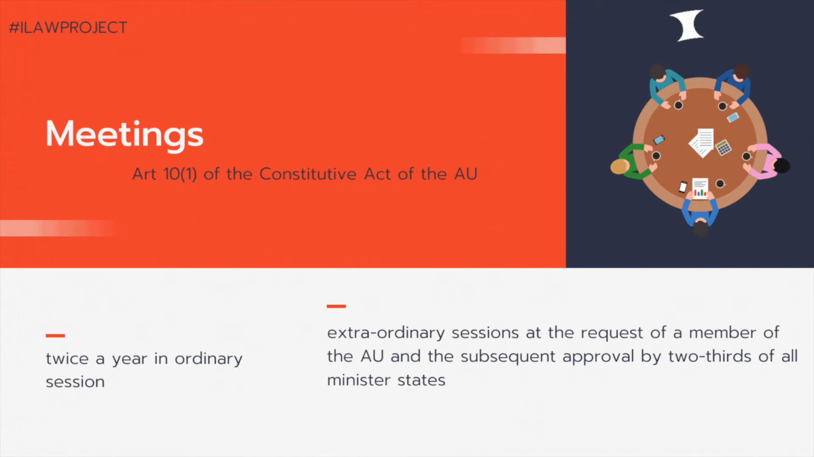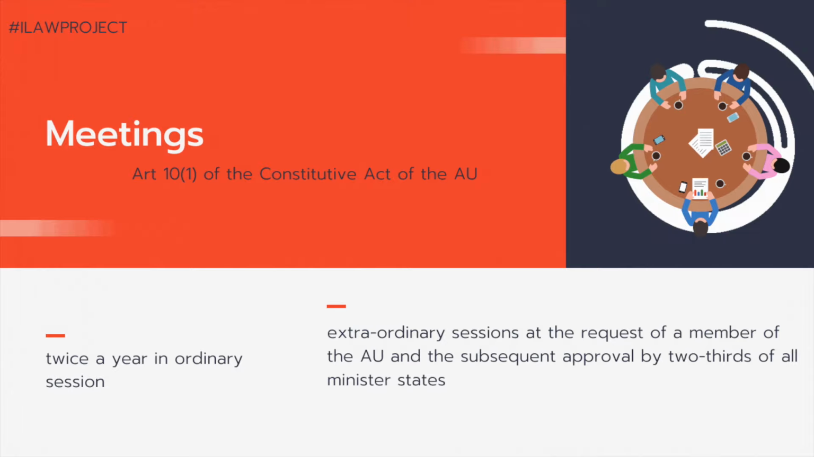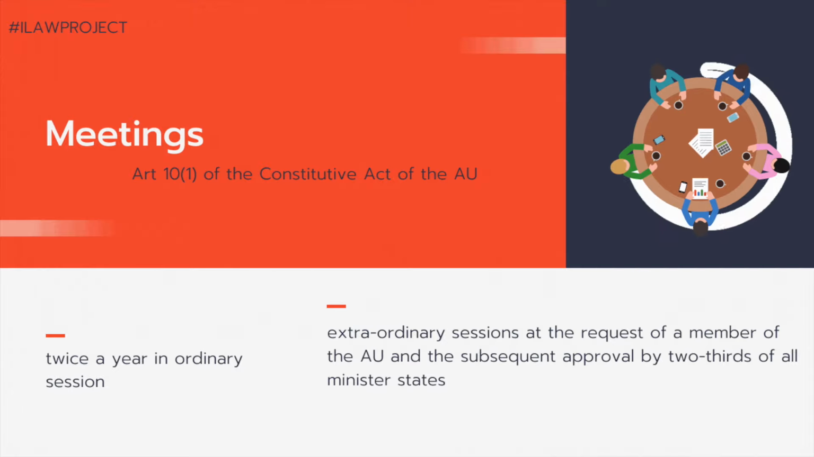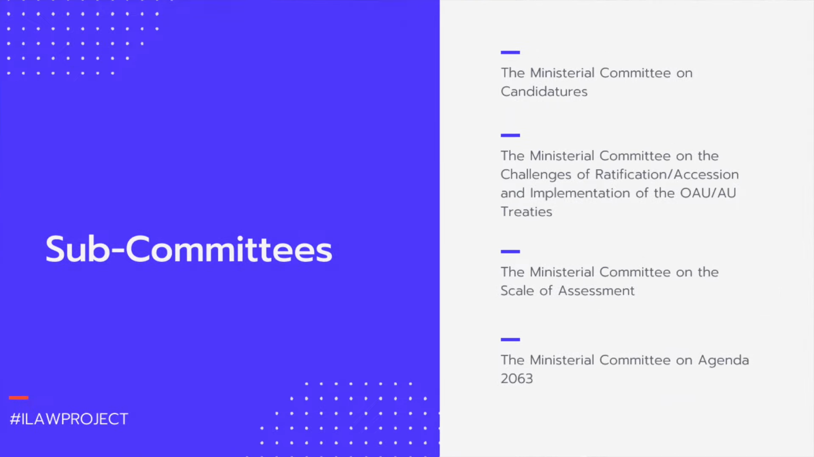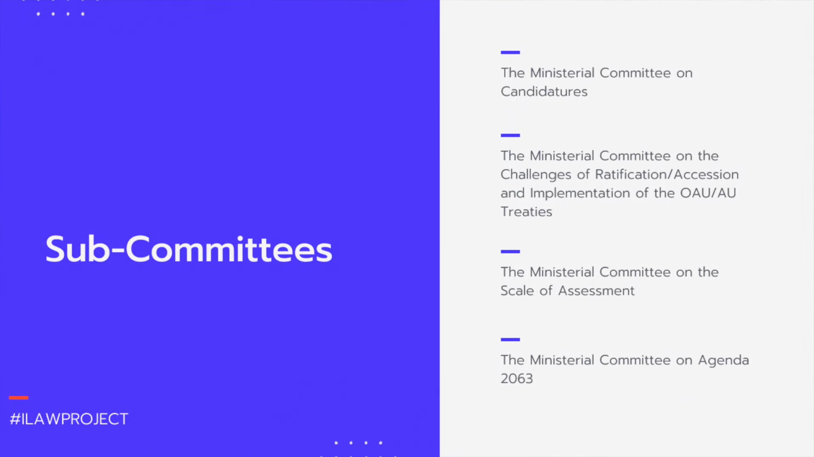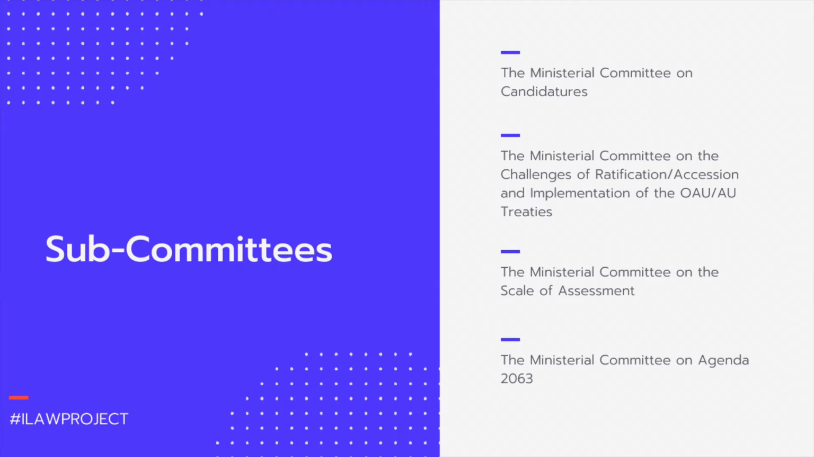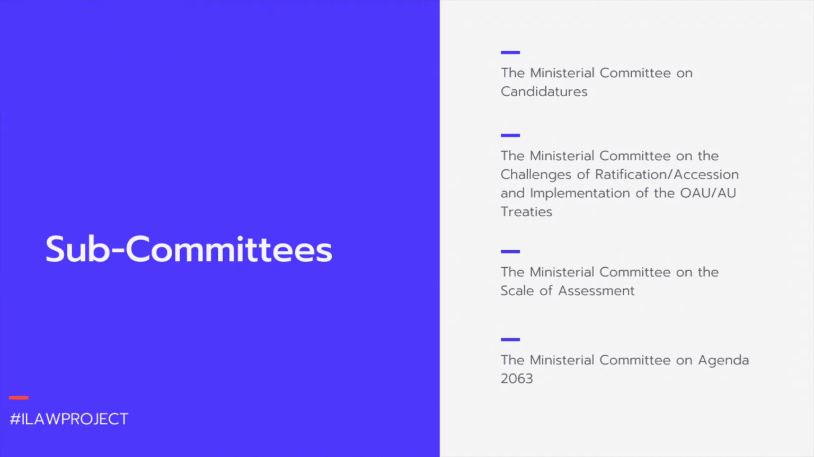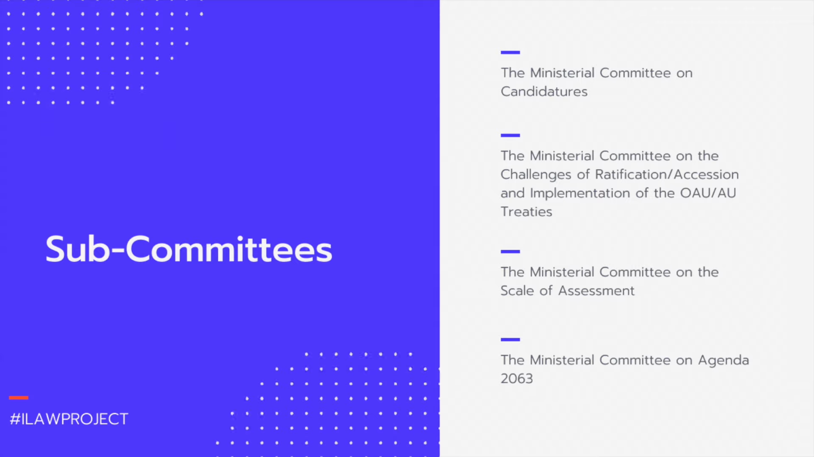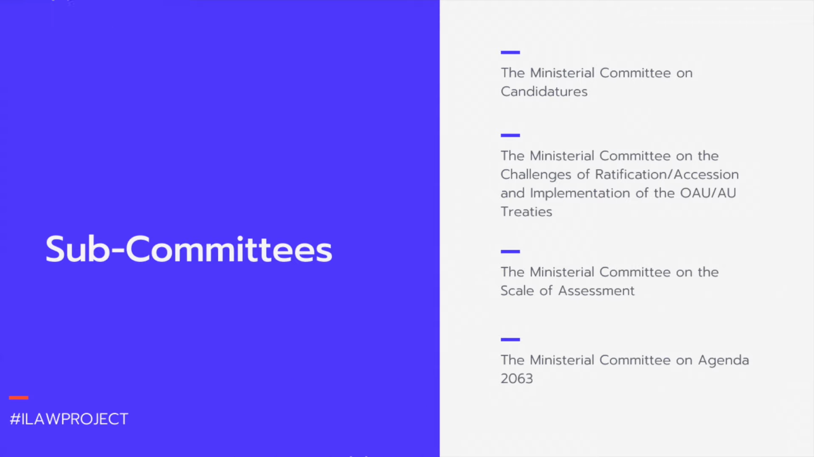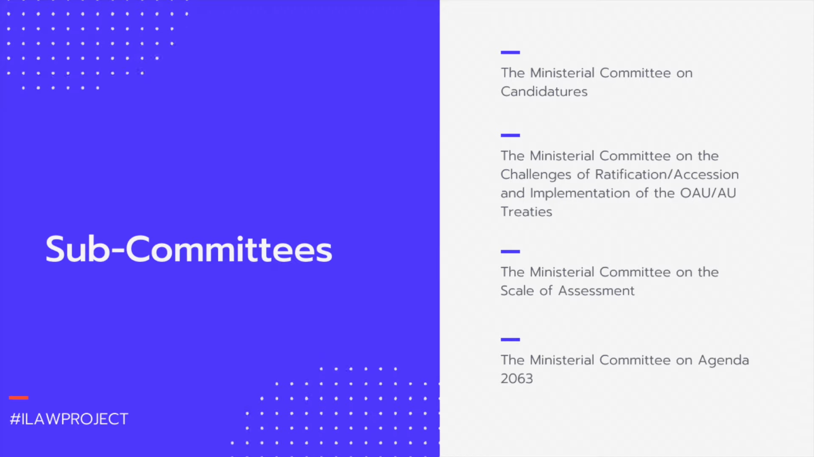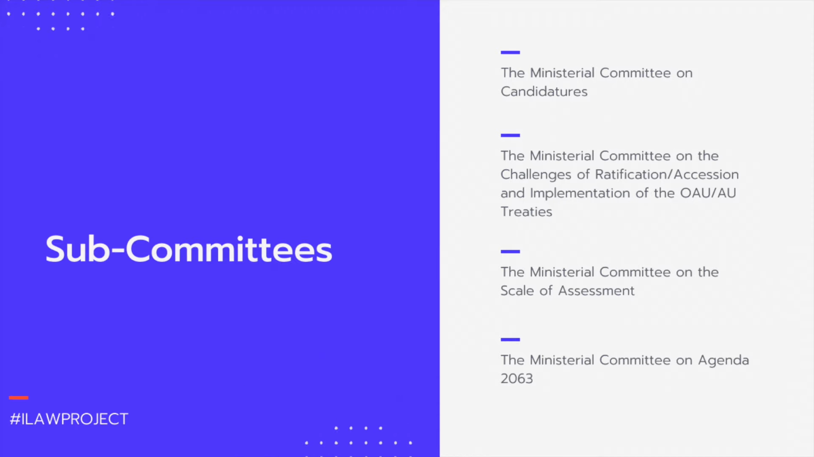To carry out its mandate, the EC functions through subcommittees that offer specialized, expert, and thematic assistance to the EC. Examples of these subcommittees include the Ministerial Committee on Candidatures, the Ministerial Committee on the Challenges of the Ratification or Accession and Implementation of the OAU-AU Treaties, the Ministerial Committee on the Scale of Assessment, and the Ministerial Committee on Agenda 2063.